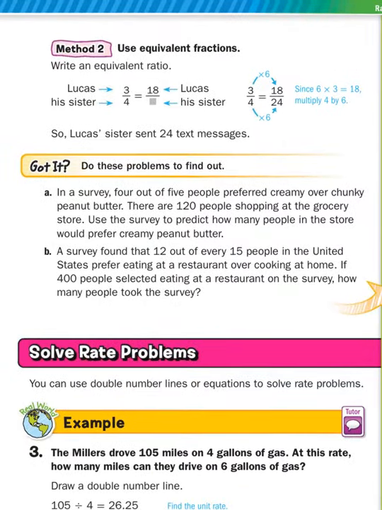Are you ready? It says, in a survey, 4 out of 5 people preferred creamy over chunky peanut butter. This is what we know. That is our rate, our ratio. 4 out of 5 prefer creamy over chunky. Okay? Now, there are 120 people shopping at the grocery store. So this 120 people are the ones shopping at the grocery store. They're the total people. Use the survey to predict how many people in the store would prefer creamy peanut butter.